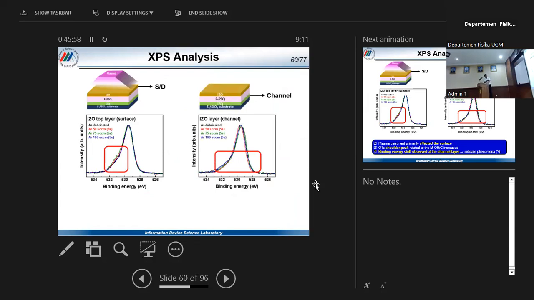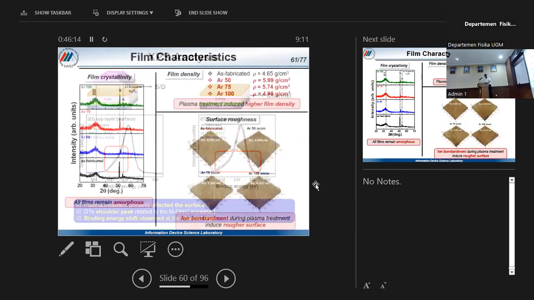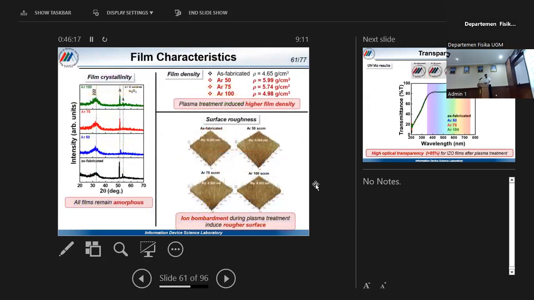So in the XPS analysis, we found that this is the O1s spectra. So there's a shoulder peak here. So this signifies the formation of oxygen vacancies or other impurities after the argon plasma treatment. So what's special with the argon plasma treatment is that it doesn't crystallize the amorphous oxide semiconductor, so it's still amorphous. The sharp peak here is not from the semiconductor, it's from the silicon substrate.